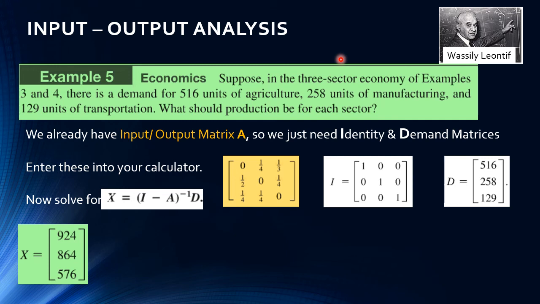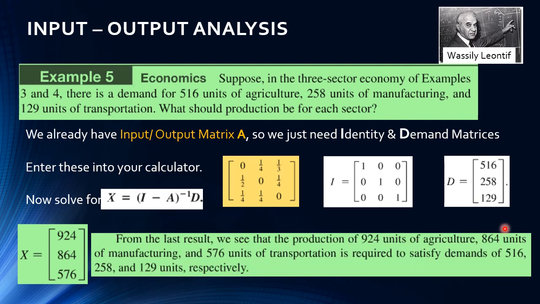And you should get that we need to produce 924 units of agriculture, 864 units of manufacturing, and 576 units of transportation in order to have this left over to meet demands of our society. Okay, so you might want to go back and review this again, or review the examples. This formula is very important. I need you to follow through on this and learn about each of these matrices and be able to solve these input and output analysis problems.